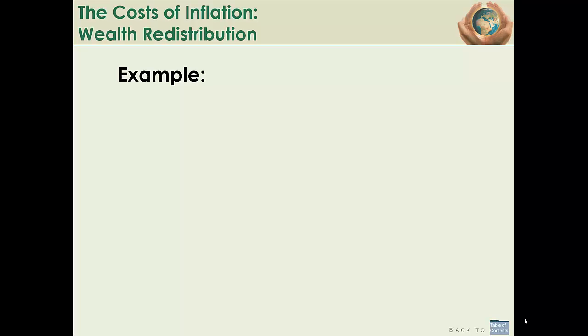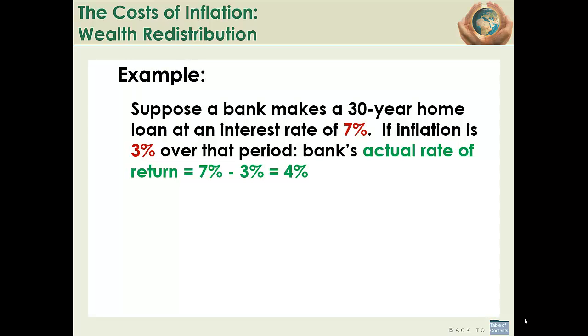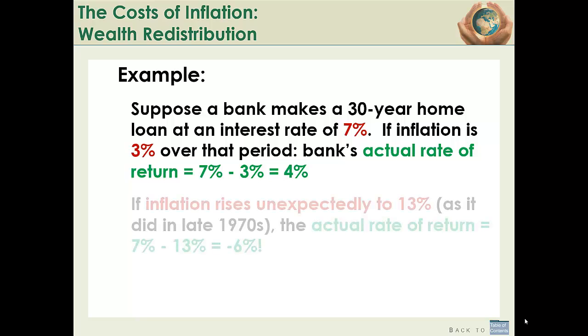So consider the following example, which will show us how inflation redistributes wealth. Suppose a bank makes a 30-year loan at an interest rate of 7%. If the inflation rate during this time period is 3%, then the bank's actual return is going to only be 4%. The nominal return in terms of the number of dollars that the bank will get from the borrower is going to be 7%. But when you look at the purchasing power of those dollars, when you correct for inflation, the bank's real purchasing power will only increase by 4%.